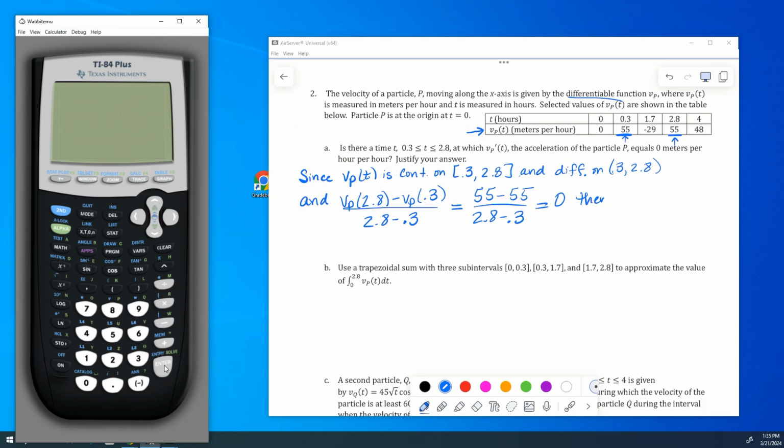Therefore, by MVT, I like to put that, sounds like I know what I'm talking about, there must be a time in, now look at this, 0.3 to 2.8. Remember with MVT, these are open parentheses, even if this one is closed. There must be a time in there such that, and I'm just going to say the acceleration is equal to 0. Again, you could say Vp prime of t equals 0. I'm just using the words because it's shorter to write.